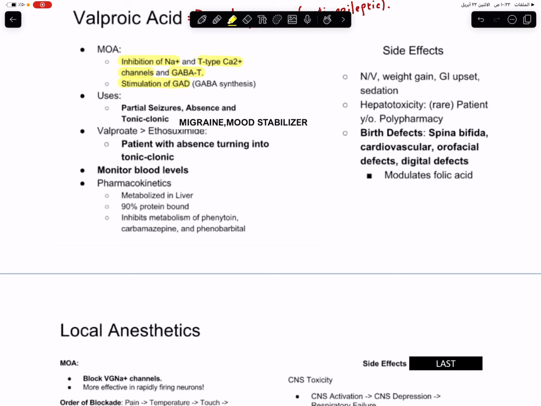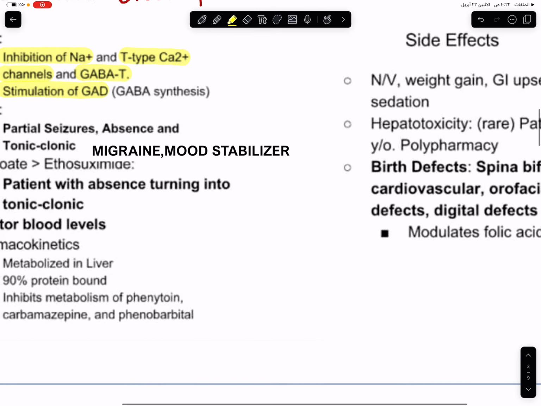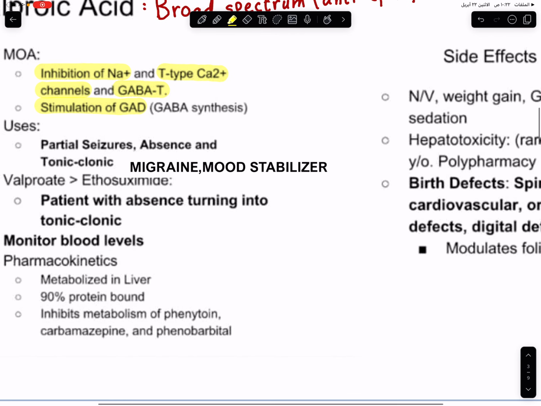So sometimes the patient will tell you, I use this drug, so don't jump to the conclusion that the patient is suffering from epilepsy. The patient might be suffering from bipolar disorder, schizophrenia, or migraine. So those are also the uses.